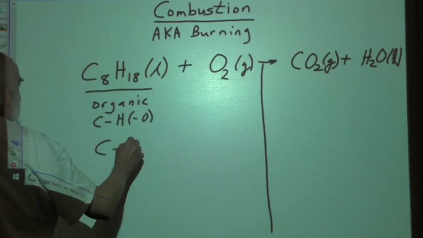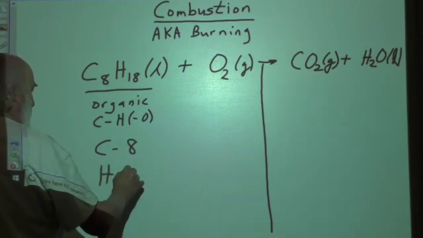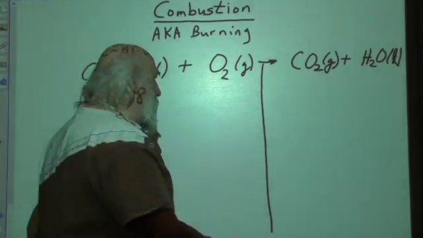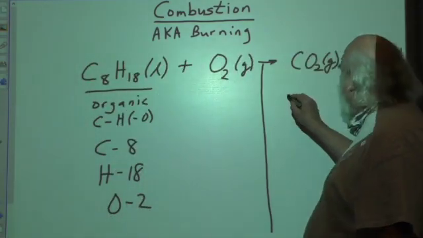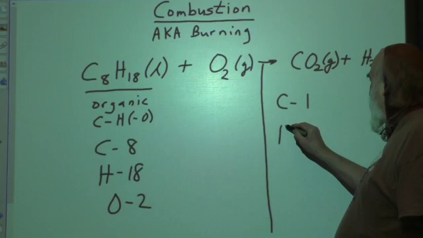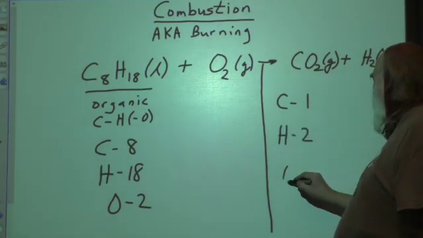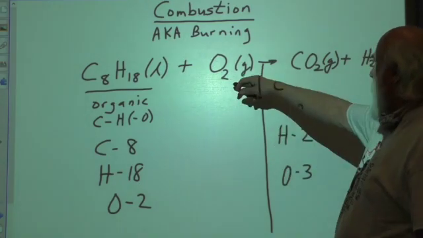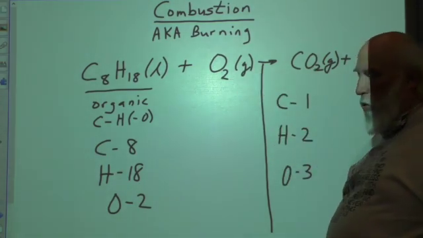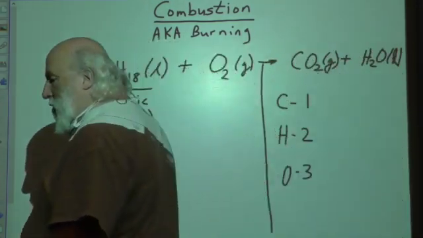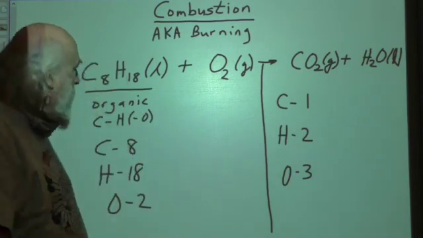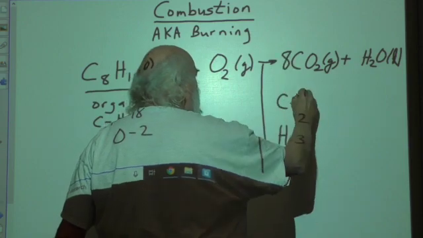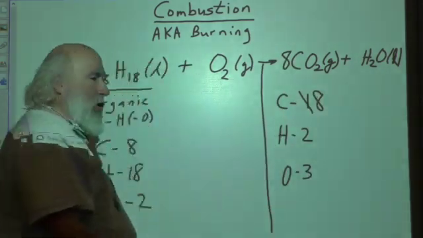So we've got 8 carbons, 18 hydrogens, and 2 oxygens. And over here we've got 1 carbon, 2 hydrogens, and 3 oxygens. Nothing's balanced here. And again, because we have oxygen in 3 different places, we're going to balance everything but the oxygen and do that one last. All right, so we've got 8 here and 1 here. So I need to put an 8 there to make that an 8. We'll deal with the oxygen later.